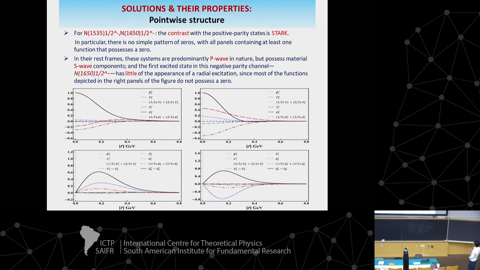And the first excitation of this negative parity baryon has little appearance of a radial excitation, since most wave functions depicted in the right panel of the figure do not possess a zero. We can see that some have a zero, but most of them do not have a zero.